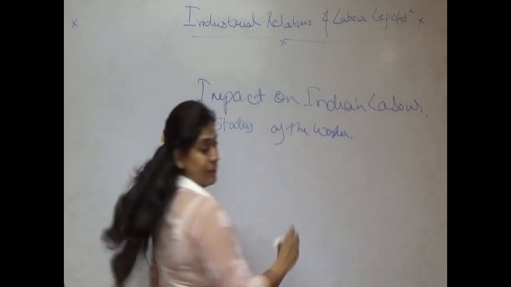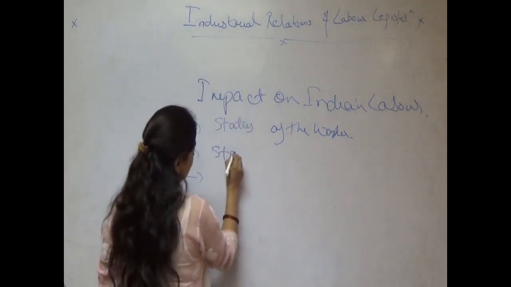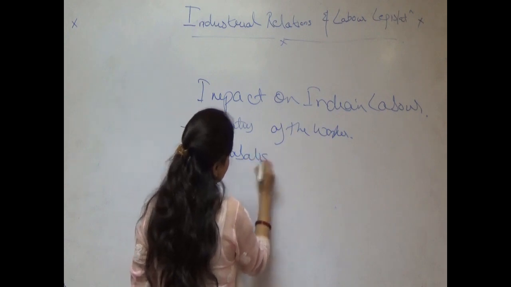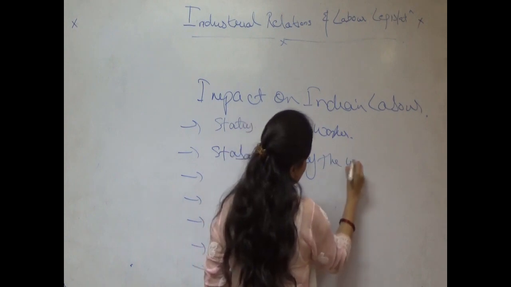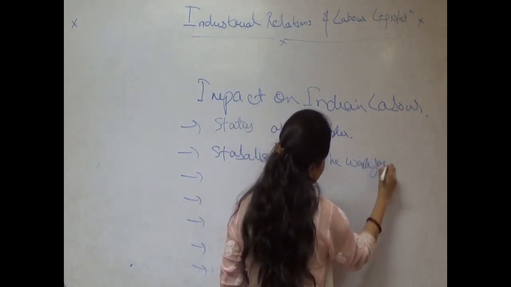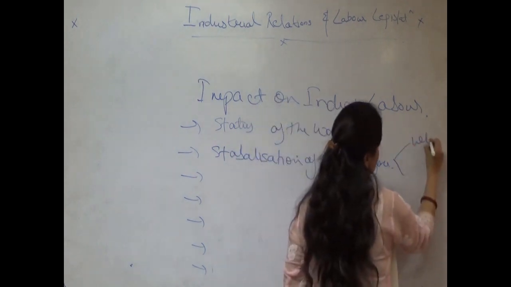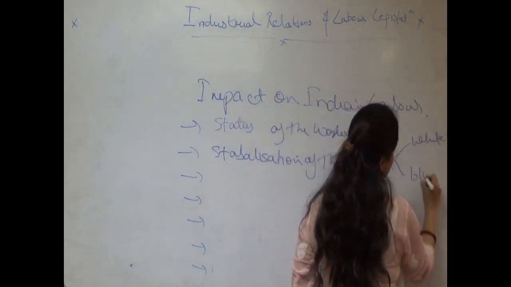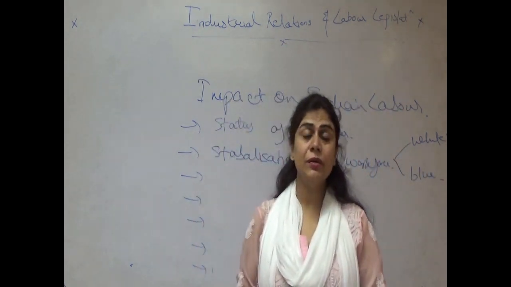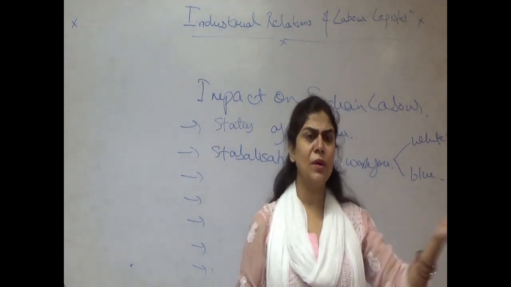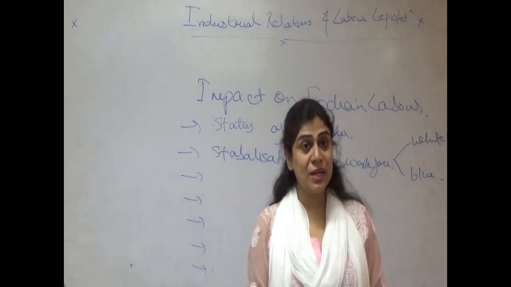Second was stabilization of the workforce. The workforce comprised of white collars and blue collars. Since they were earning better, there was no point migrating from one place to another. They tended to stabilize themselves. They tended to stay at the place where they were working.